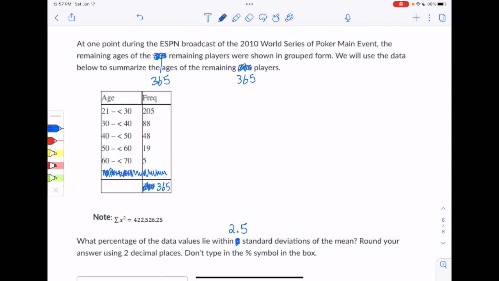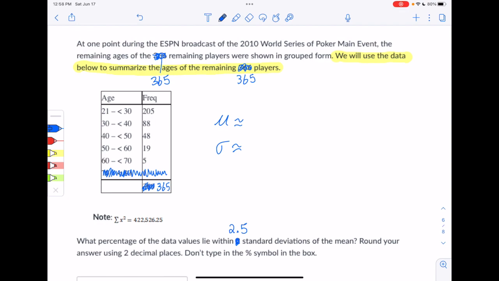But if we're going to do that, we need to know the standard deviation and the mean. And if we need the standard deviation and the mean, we need to know what type. And those 3 issues are the questions that preceded this one. So one of those previous questions is, what kind of symbols would you use if you were trying to get the mean and standard deviation for this situation? The key to that is that we're just going to use the data below to summarize the ages of the remaining 365 players. That's telling us that the 365 players are our population of interest, and that means that the mean that we want is going to be mu, and the standard deviation that we want is going to be sigma. So those are the symbols that we're looking for.